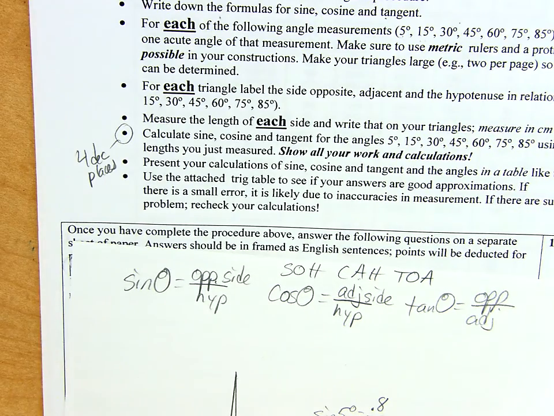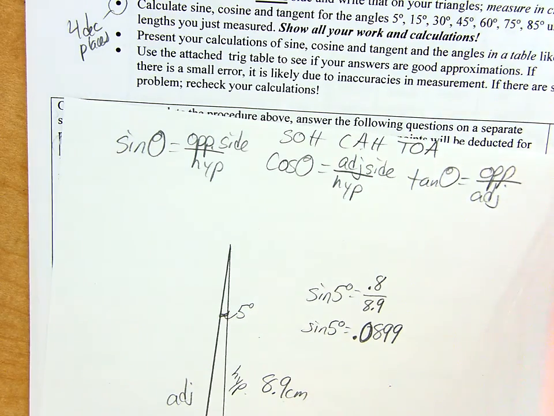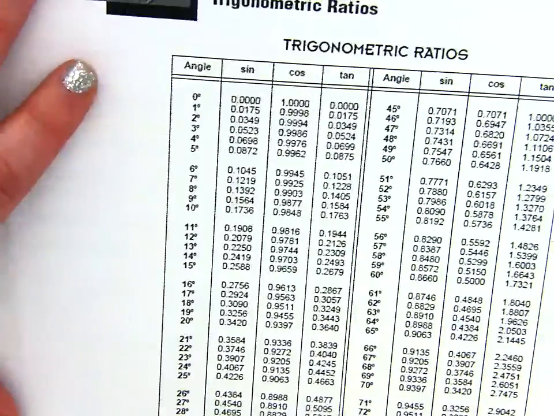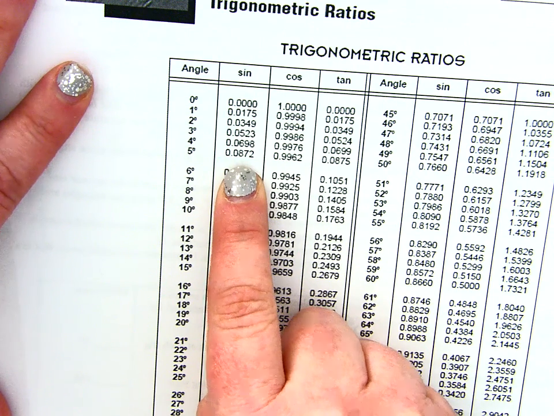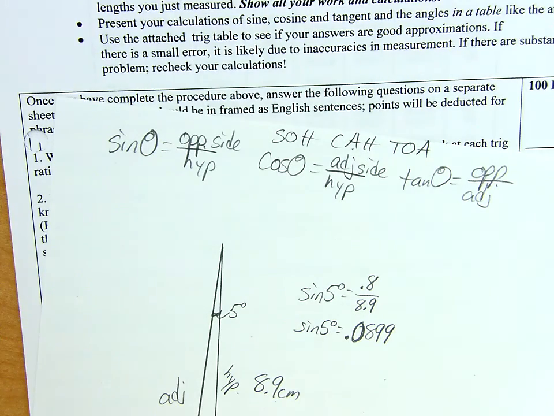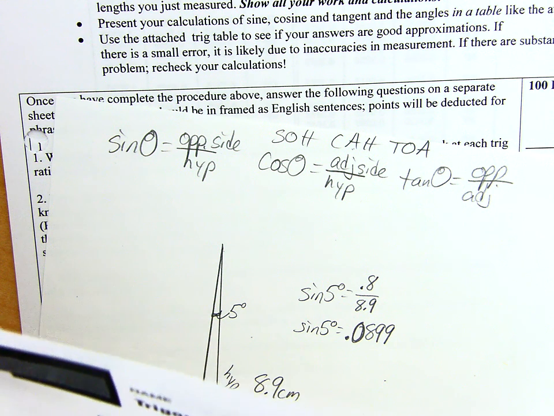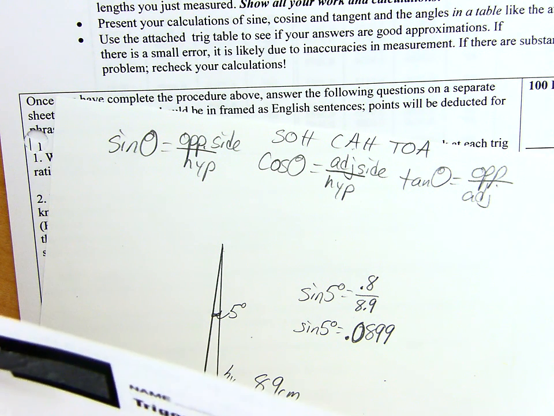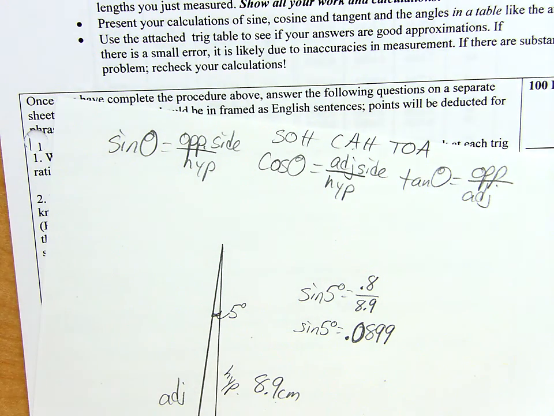Here's what's so neat about this. I can see how close I am to the right answer. I got that the sine of 5 degrees is 0.0899. If you just take this sheet and flip it over, I gave you a trig table. So if I look under 5 degrees, the sine, ooh, not bad. It should be 0.0872. I'm awfully close. I'm at 0.0899. So I'm off by what? 17 thousandths? I'll take it. That's not bad, okay?